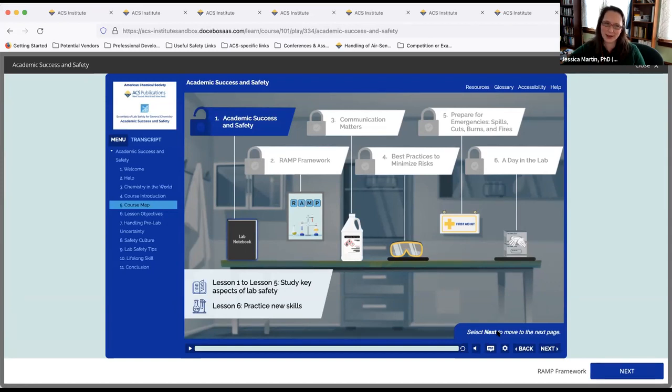Additionally, by introducing the concept of RAMP to learners from the start, instructors can build on these concepts using other ACS resources. In fact, a short list of these resources can be found at the resources button at the top that will already have been shared with your students.